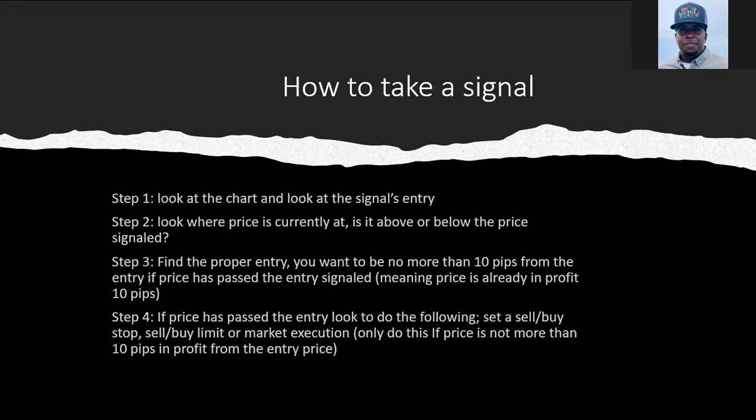So step four, if price has passed the entry, look to do the following. This is where your pendings come in. Set a sell or buy stop. Set a sell or buy limit. Let price come to you. Be patient. Or hit market execution, but only do this if you see that price is not more than 10 pips away from the entry.